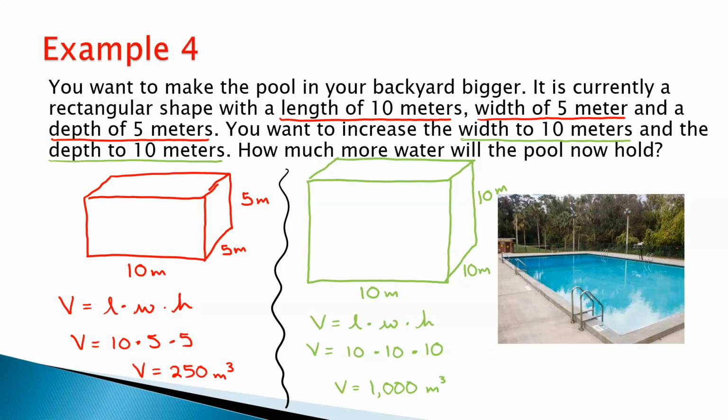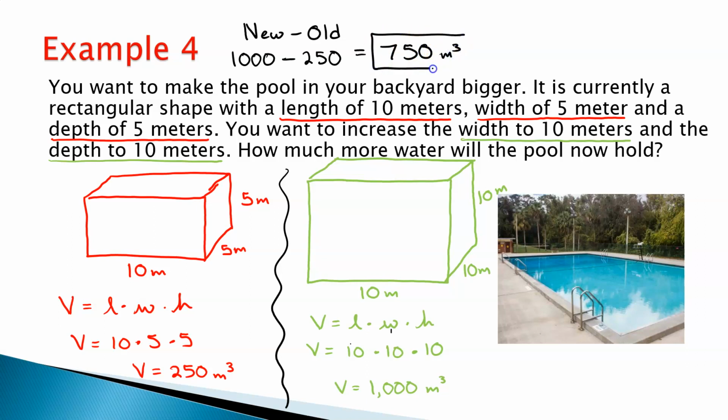So how much more water will the pool now hold? If we're asking how much more, we're not just asking how much does it hold now. It holds 1,000, but how much more from previously? Well, it's the new one minus the old one. So we're going to take 1,000 and simply subtract how much it was before, 250. So 1,000 minus 250 gives us 750 more cubic inches of water. That is a significant amount right there.